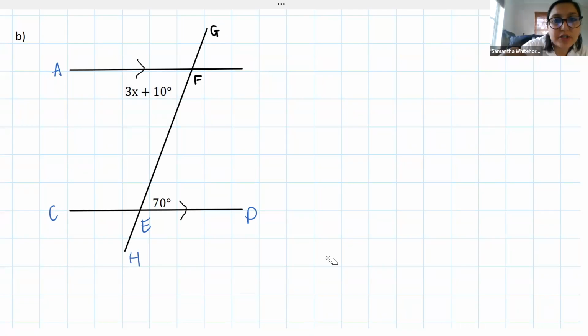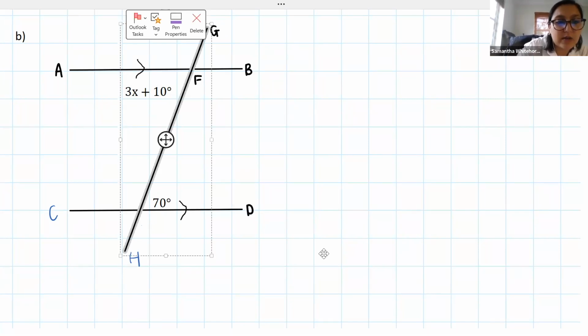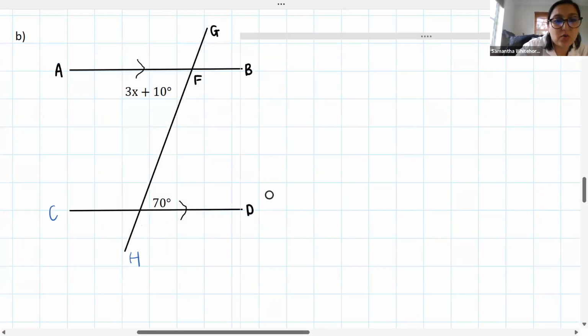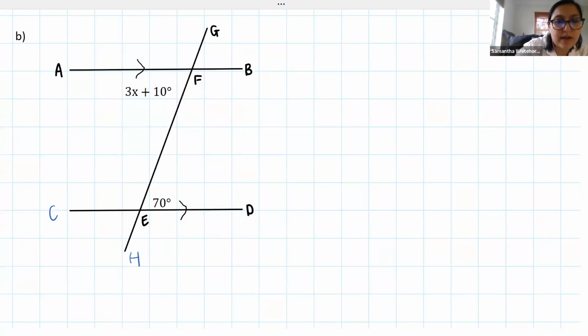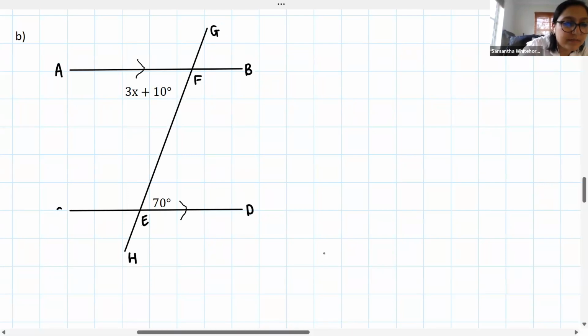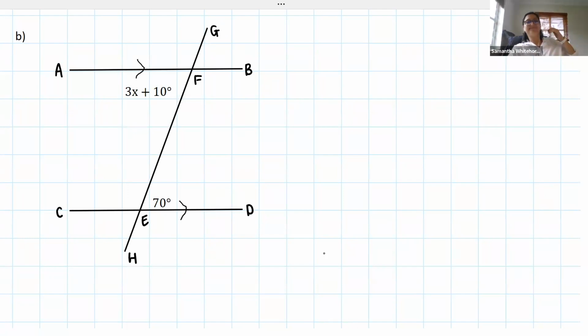If we have a look at question B, based on the information that I have given you, does anyone want to raise their hand and tell me what reason they think that we can use here in order to determine the value of X? Sinyane? Ma'am, we can use alternate angles. Excellent. Okay, so guys, alternate angles.